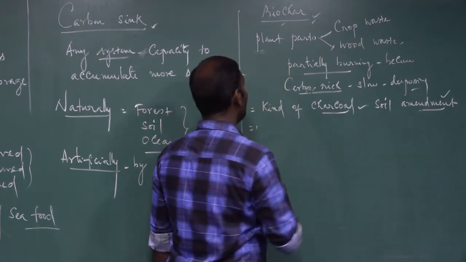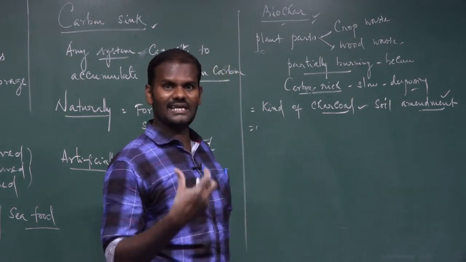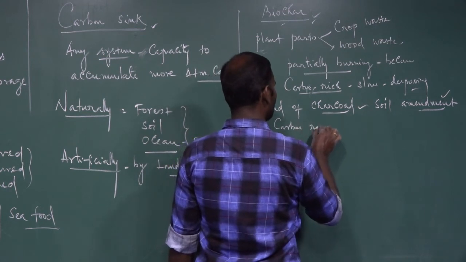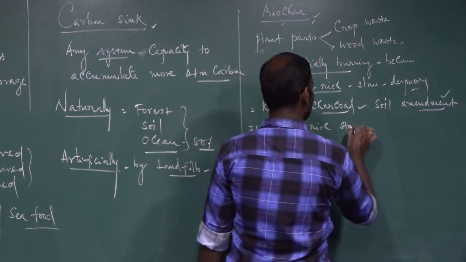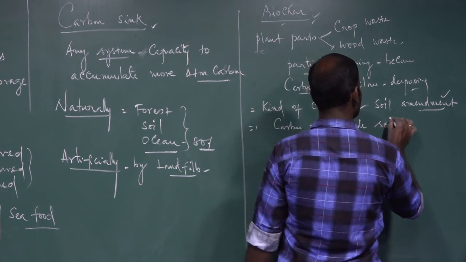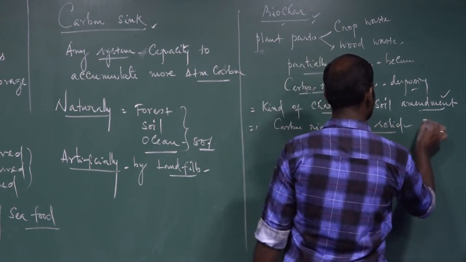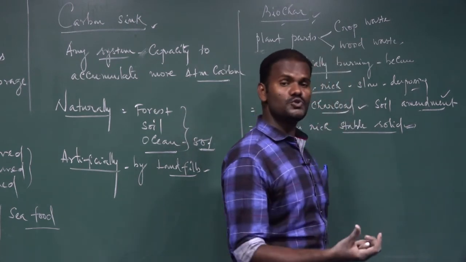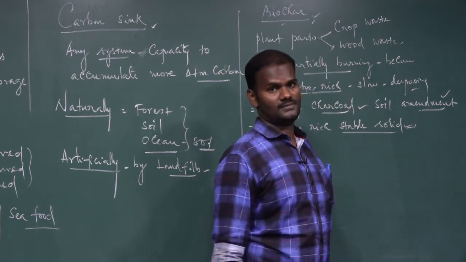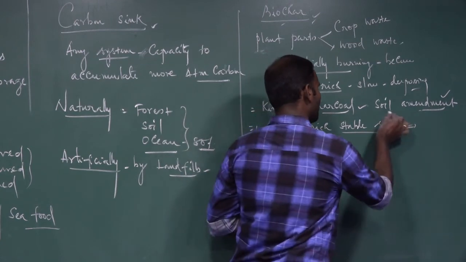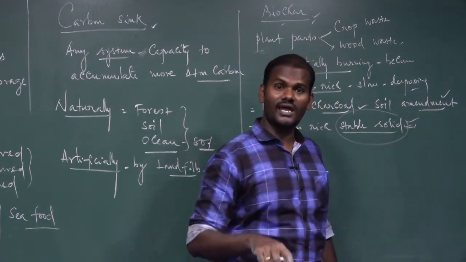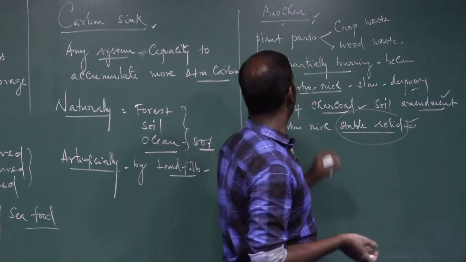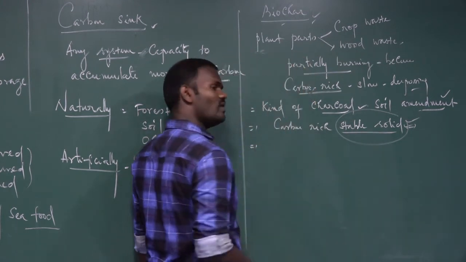Biochar. See, these biochars occur in stable solid forms. Carbon reaches a stable solid state. So they endure in the soil for thousands of years. Endure in the sense that they exist under the soil for thousands of years as solid forms. That is called biochar. So how is it formed?